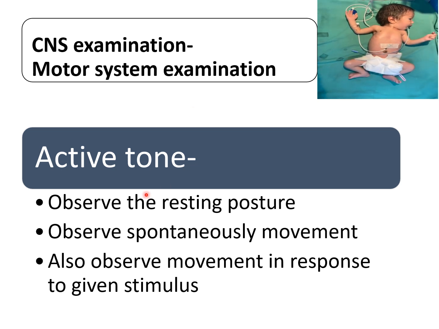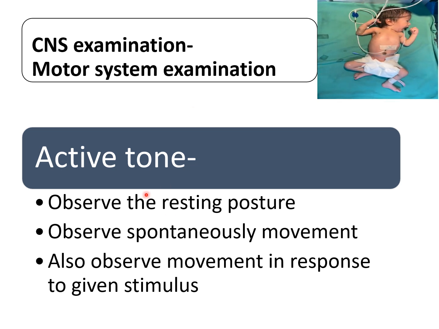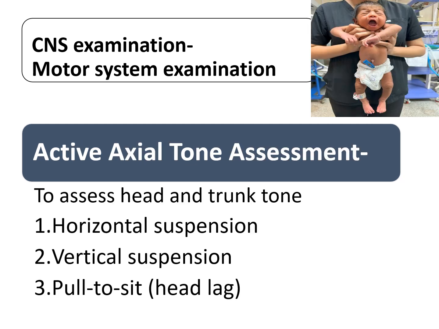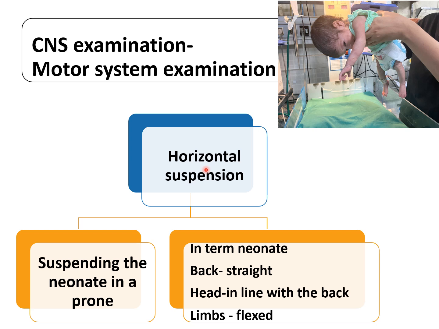For the active tone assessment, we have to observe the resting posture, spontaneous movements, and also the movements in response to a given stimulus. Then for active axial tone assessment, we have to perform the horizontal suspension, vertical suspension, and pull to sit test. In horizontal suspension, we suspend the neonate in the prone position and observe the limbs and head position in relation to the trunk.